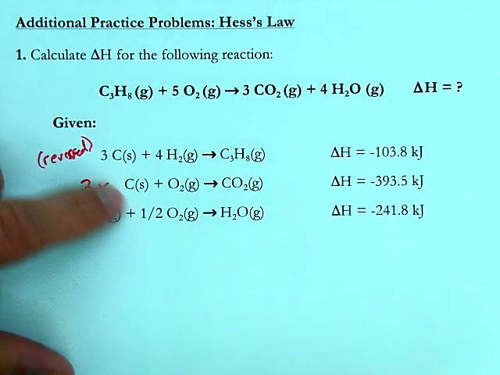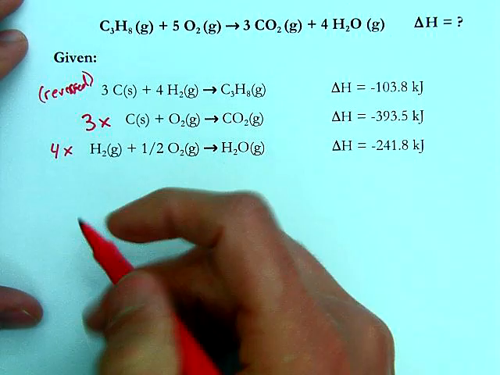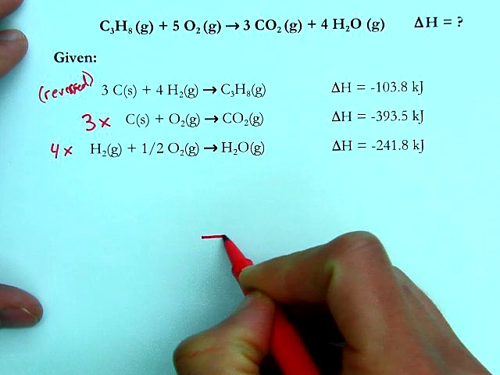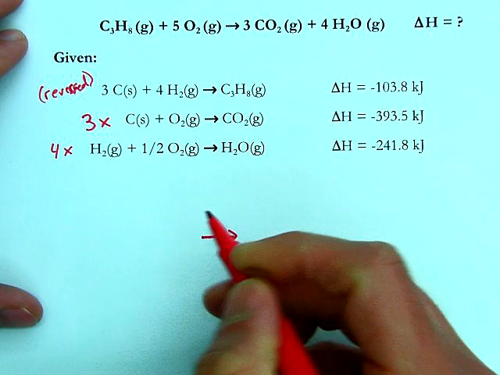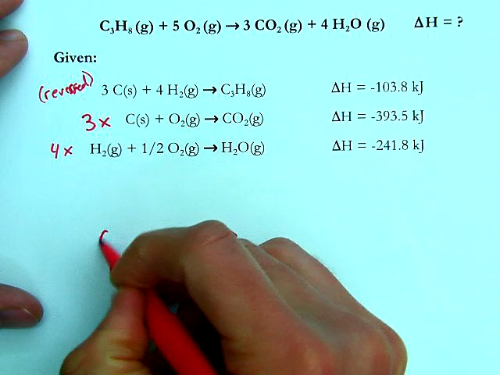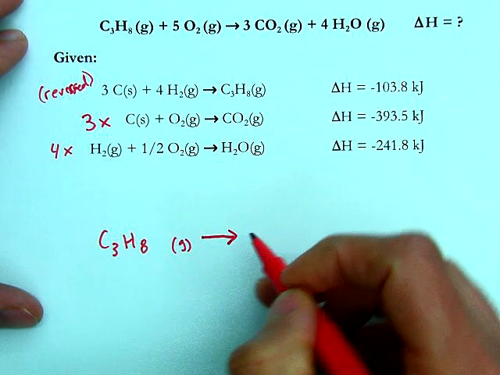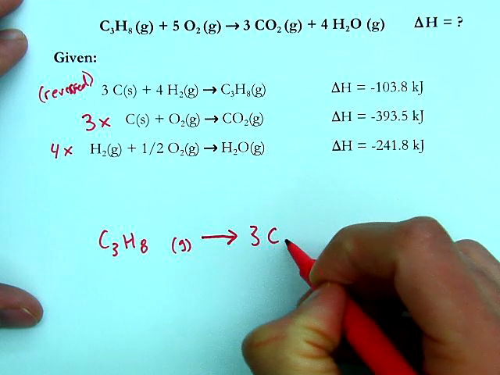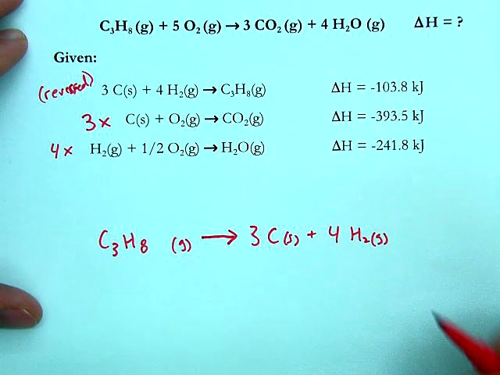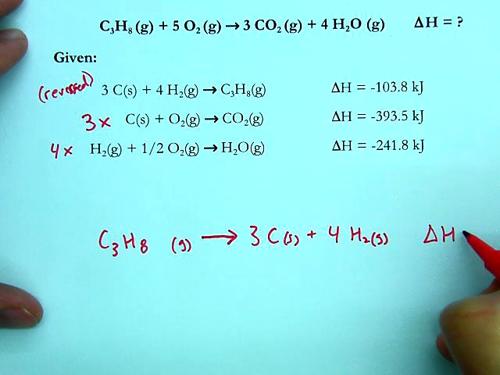I'm going to rewrite these equations as I have outlined. So the first one I'm going to reverse. I'm going to try to keep all of my arrows lined up fairly well here. It might not be perfect, but let's see. If I flip this, I'm going to have C3H8 as a gas on the left side, and on the right side I'm going to have 3 C's plus 4 H2s, and then I'm going to have a delta H value.